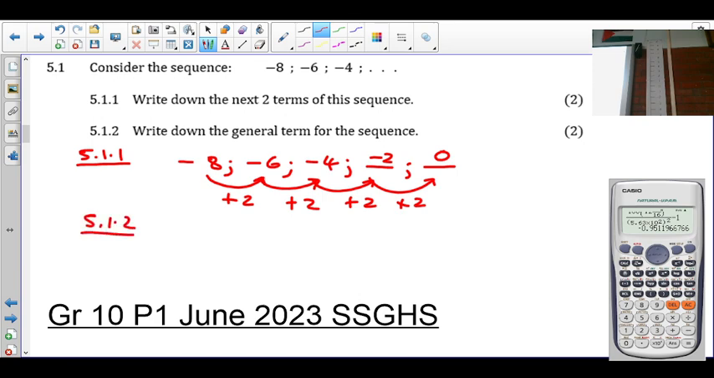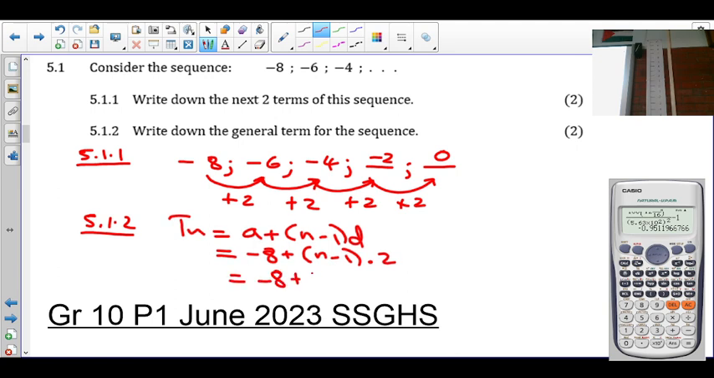5.1.2, write down the general term of the sequence. So since we're adding a number all the time, this makes the pattern arithmetic. So Tn is equal to a plus n minus 1 times d. So what's my a value? Negative 8 plus n minus 1 times 2. So it's negative 8 plus 2n minus 2, which is 2n minus 10.